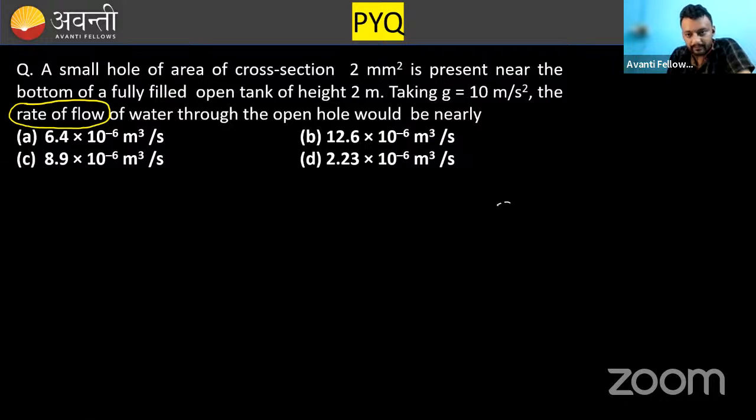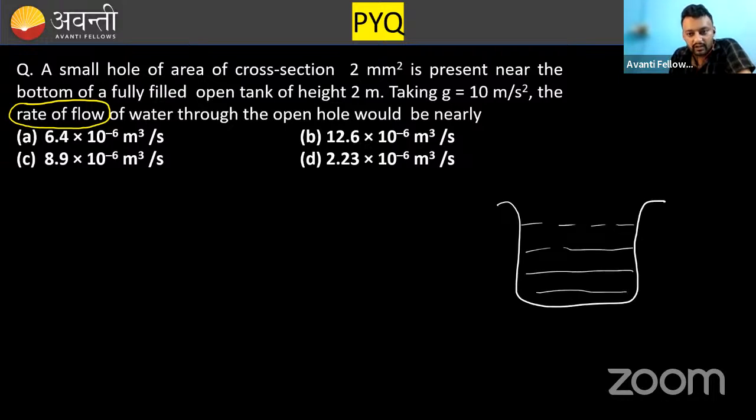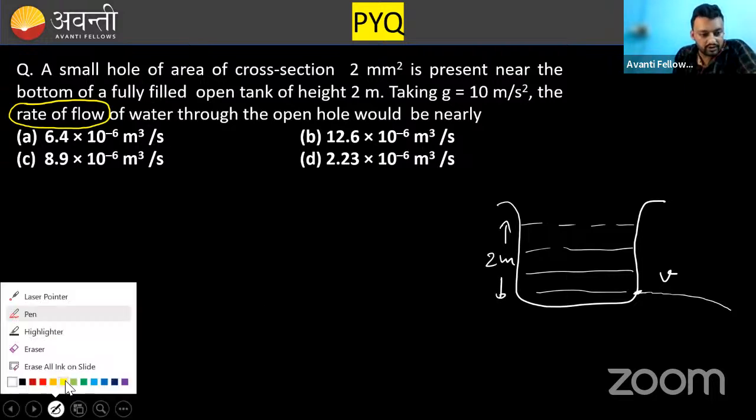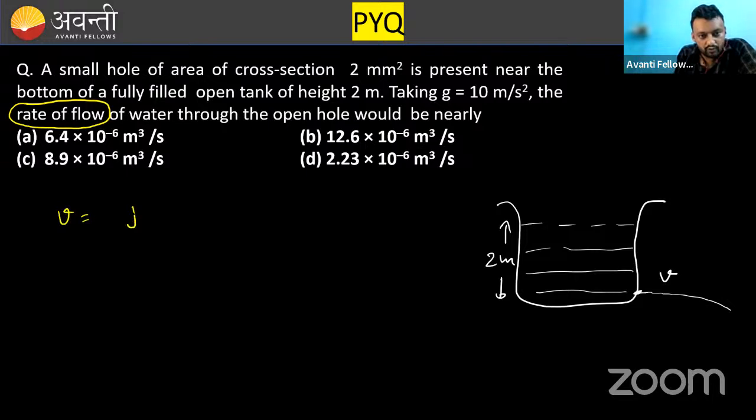So this is a container in which water is filled up to a height. Tell me up to what height water is filled. This is filled up to 2 meters. Clear? And there is a small hole of some cross-section area from which water is coming. Let's say the velocity of this water coming out is v. So what will be the velocity? We know that velocity is equal to root 2gh.